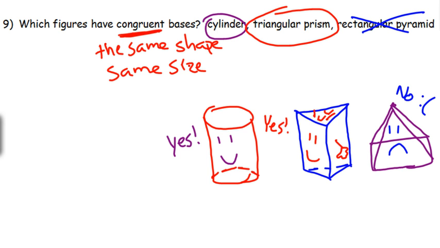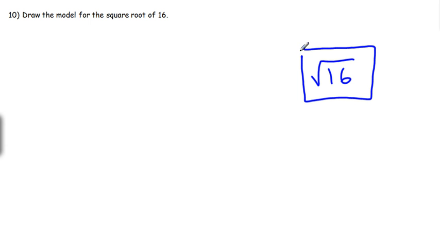Alright. And number 10, draw the model for the square root of 16. Alright, that seems straightforward enough. Here is the square root of 16. And here is, why does it do that? Why is it erasing my body?